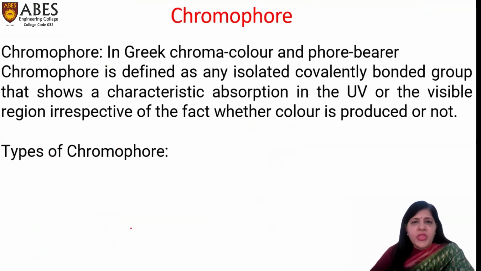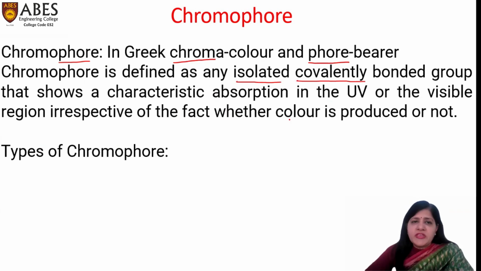Next is chromophore. Chromophore is a Greek word which comprises the two words chroma and phore. Chromophore literally means color carrier. This is the literal meaning, but the technical meaning is slightly different. Technically, it is defined as any isolated covalently bonded group that shows characteristic absorption in the UV or the visible region, irrespective of whether color is produced or not.